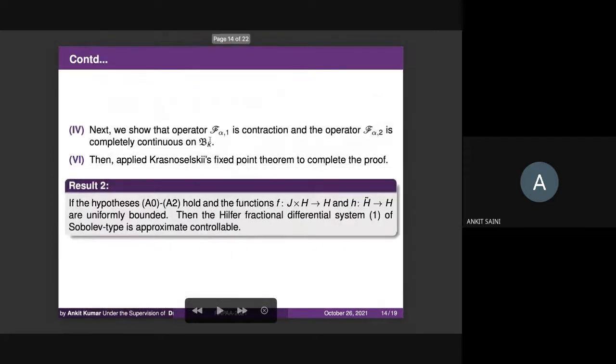And then we show that the operator F alpha 1 is a contraction and the operator F alpha 2 is completely continuous, and then apply the Krasnoselskii fixed point theorem to complete the proof. In result 2, if the hypotheses A0 to A2 hold and the functions f and h are uniformly bounded, then the Hilfer fractional differential system of Sobolev-type is approximately controllable.